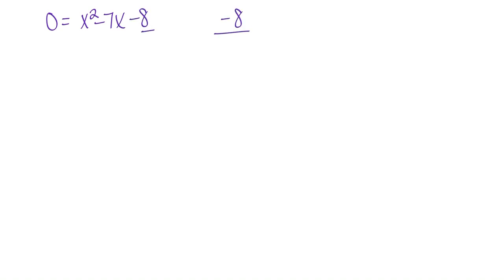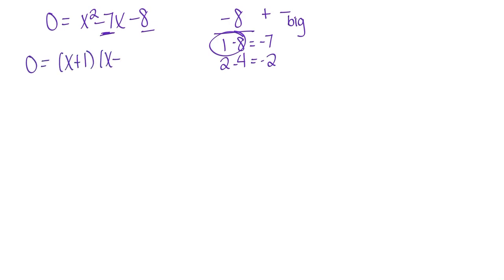I have negative 8. I need two factors of negative 8 that are going to add up to negative 7. Since 8 is negative, I need a positive and a negative factor. Since 7 is negative, that's going to make my bigger factor negative. The factors of 8 are 1 and 8, and 2 and 4. If we make the bigger factor negative and add these together, 1 and negative 8 gives us negative 7. 2 and negative 4 gives us negative 2. So the correct combination is 1 and -8. So this tells us that 0 equals (x + 1) times (x - 8).